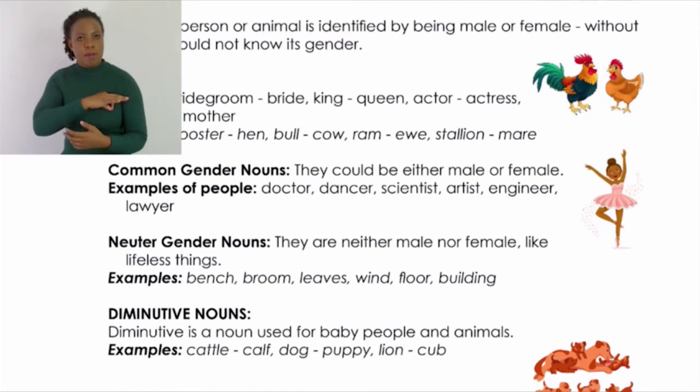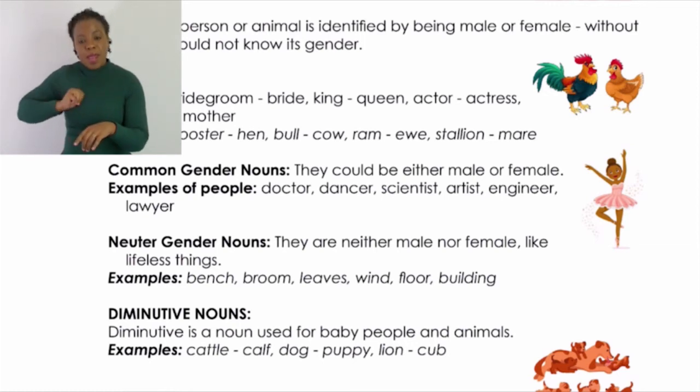Let's go to animals. Rooster. We are now talking about animals. Rooster is masculine. Hen is the feminine, the female. Bull, cow. Ram, ewe. Stallion, mare.